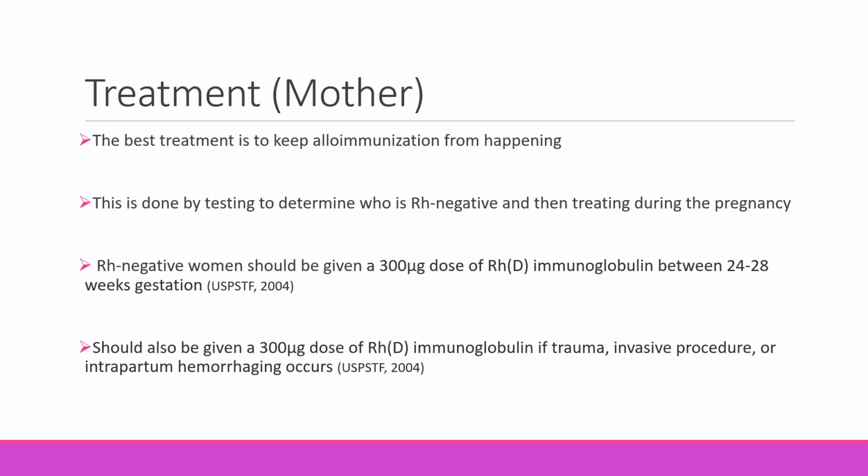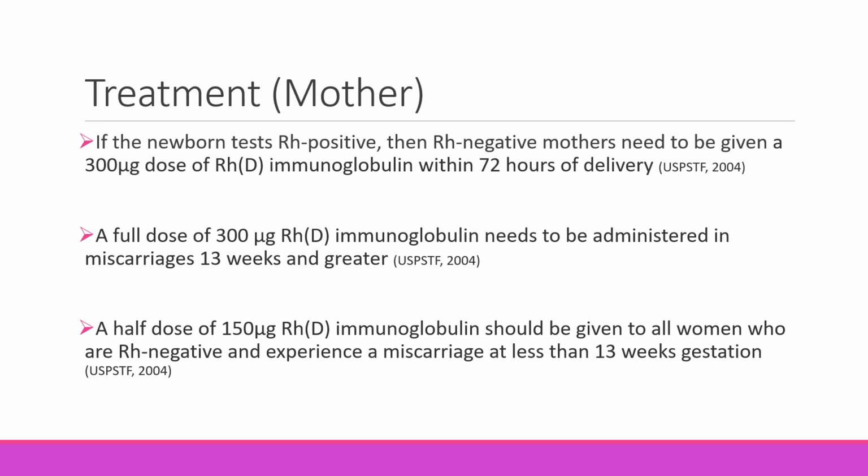However, it's important to note that it's not a standard of care yet to give the RhD immunoglobulin with every invasive procedure. It's based on provider choice. If the newborn tests Rh positive, then Rh negative mothers need to be given a full dose of the RhD immunoglobulin within 72 hours of delivery. A full dose should also be administered in miscarriages 13 weeks or greater, and in any miscarriages less than 13 weeks, you give a half dose of 150.